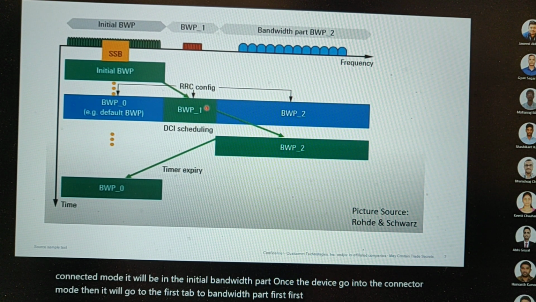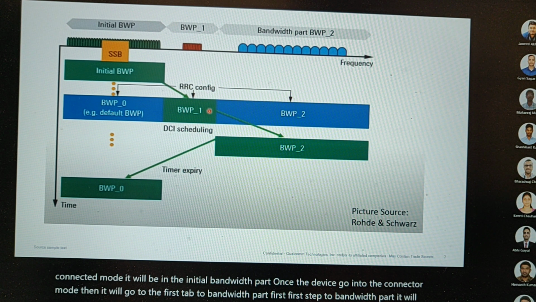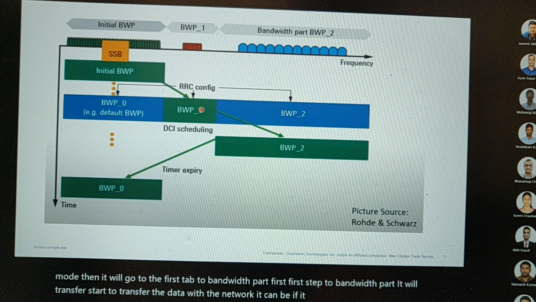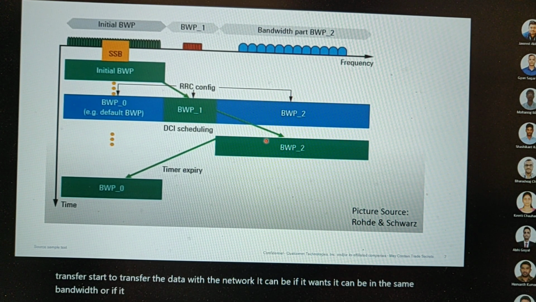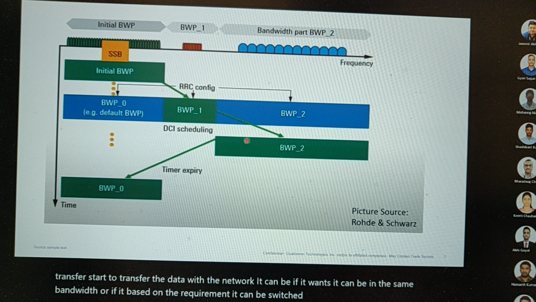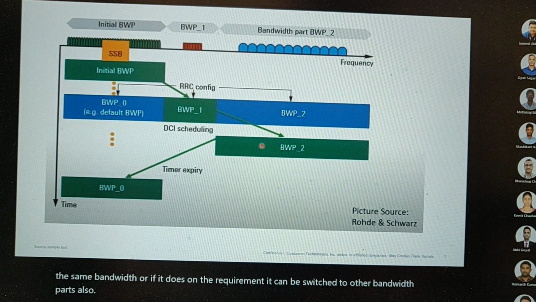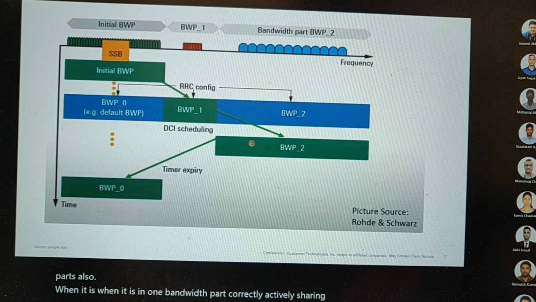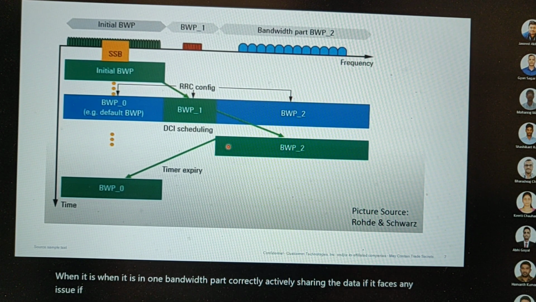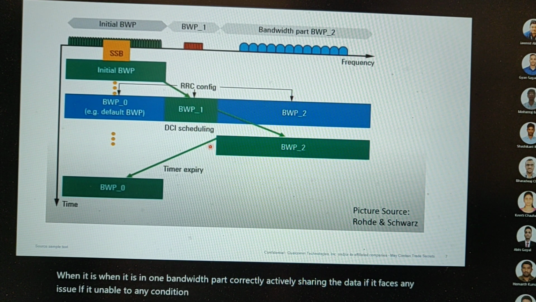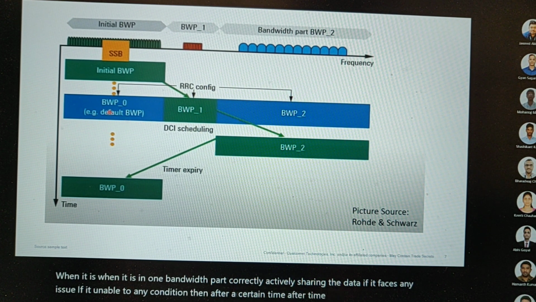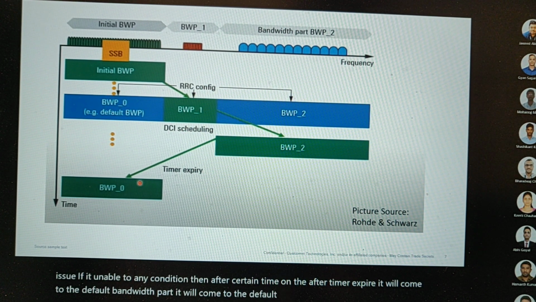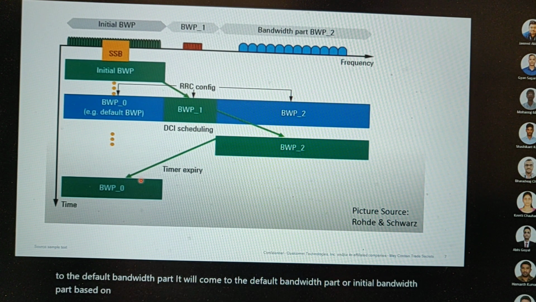In the first active bandwidth part, it will start to transfer data with the network. If it wants, it can stay in the same bandwidth part, or based on the requirement, it can be switched to other bandwidth parts also. When it is in one bandwidth part, it is actively sharing data. If it faces any issue or is unable to continue due to any condition, then after a certain time and after the timer expires, it will come to the default bandwidth part or the initial bandwidth part based on the configuration.